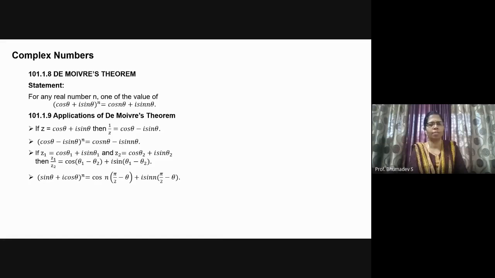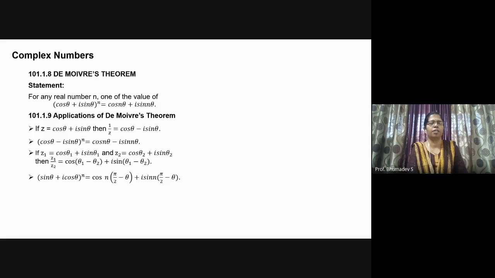If z is equal to cos theta plus i sin theta, then 1 upon z, otherwise z inverse, can be written as cos theta minus i sin theta. Then (cos theta minus i sin theta) whole power n can be written as cos n theta minus i sin n theta. If z1 is equal to cos theta 1 plus i sin theta 1, and z2 is equal to cos theta 2 plus i sin theta 2, then z1 upon z2 can be written as cos (theta 1 minus theta 2) plus i sin (theta 1 minus theta 2).